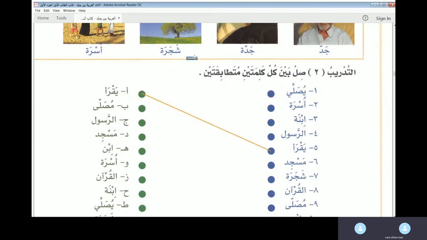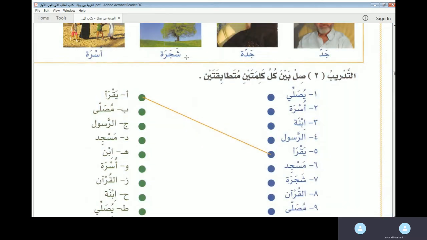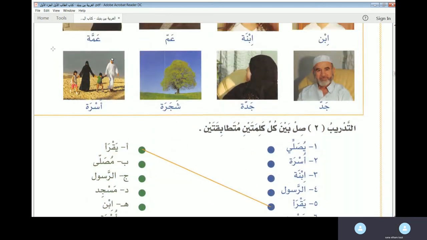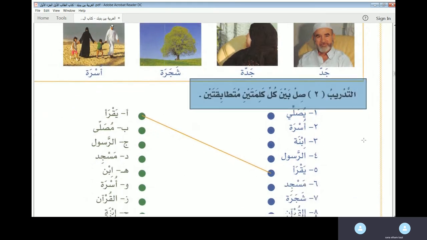Nice. Family. Usra, right? It means family. Usra. Okay, at-tadribu thani, the second exercise.